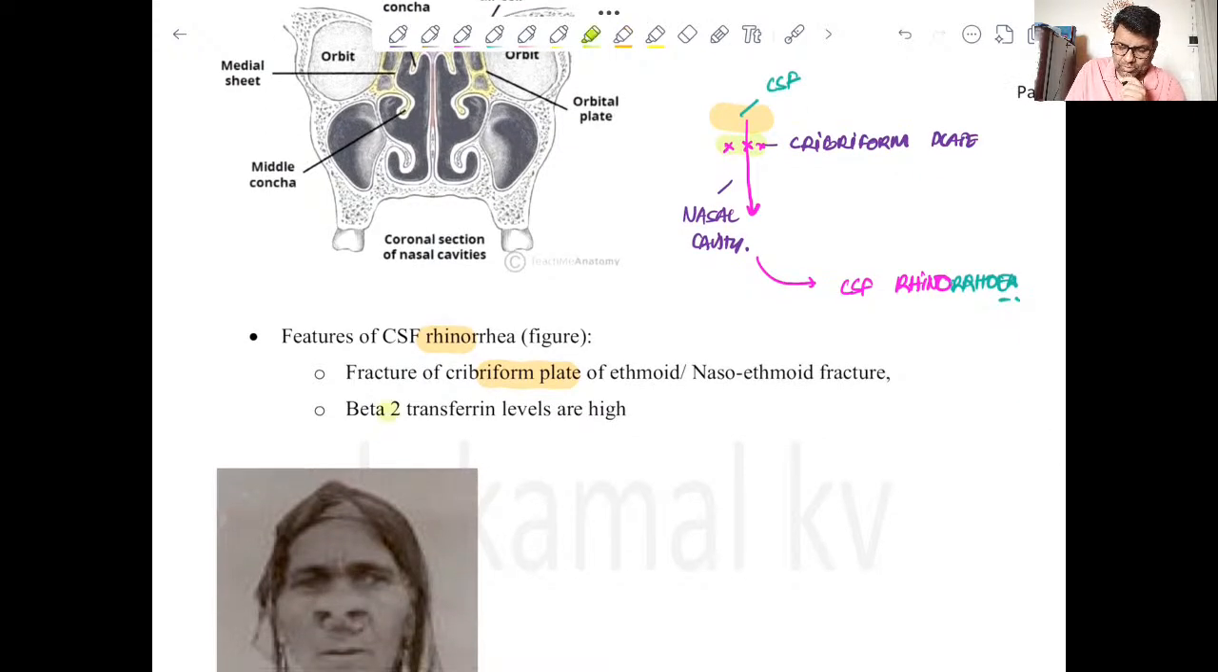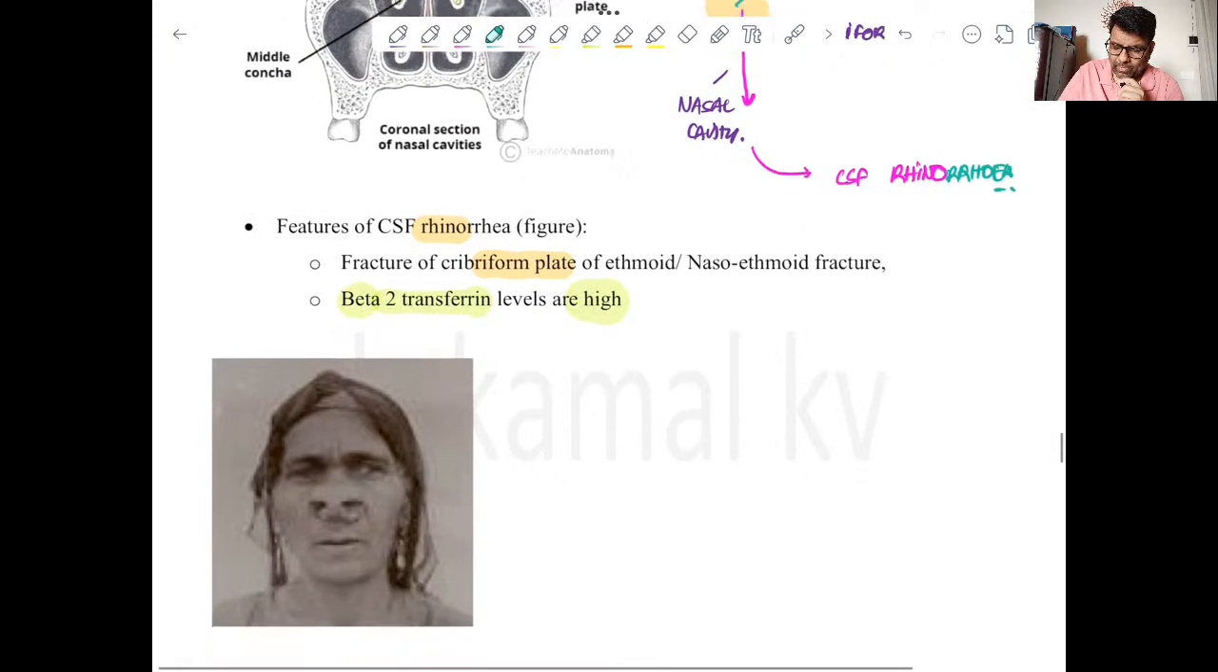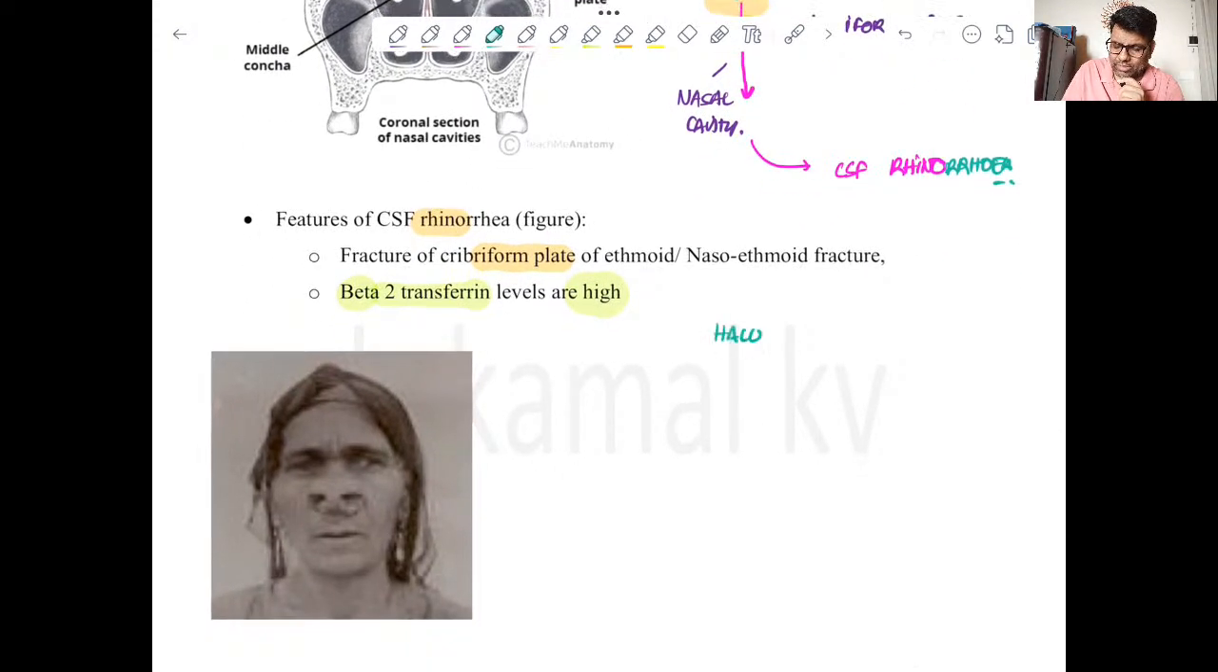Then beta 2 transferrin levels are high. Then we can see one halo sign, especially if it is traumatic, and then the nasal discharge cannot be sniffed back if it is CSF, and doesn't cause hardening of the handkerchief if it is taken on a handkerchief.